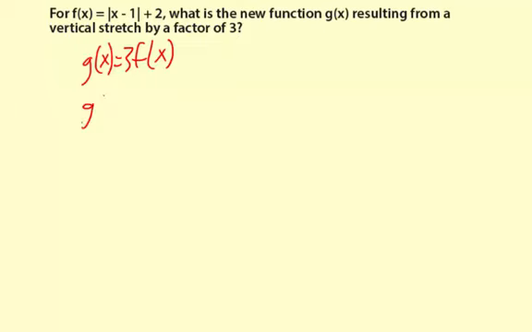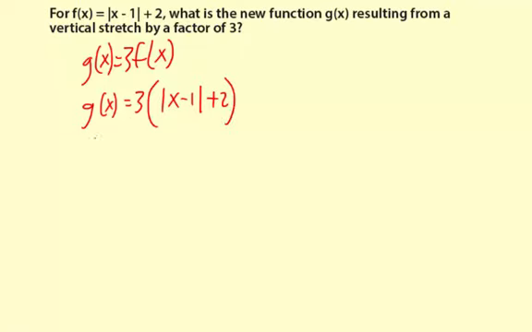So that means g of x equals 3, and then it's going to be times everything: absolute value of x minus 1, plus 2.